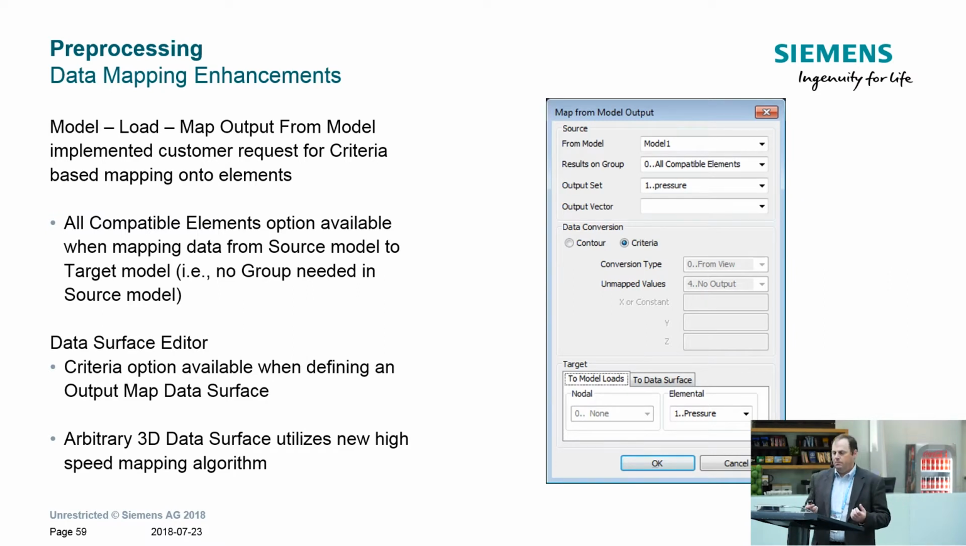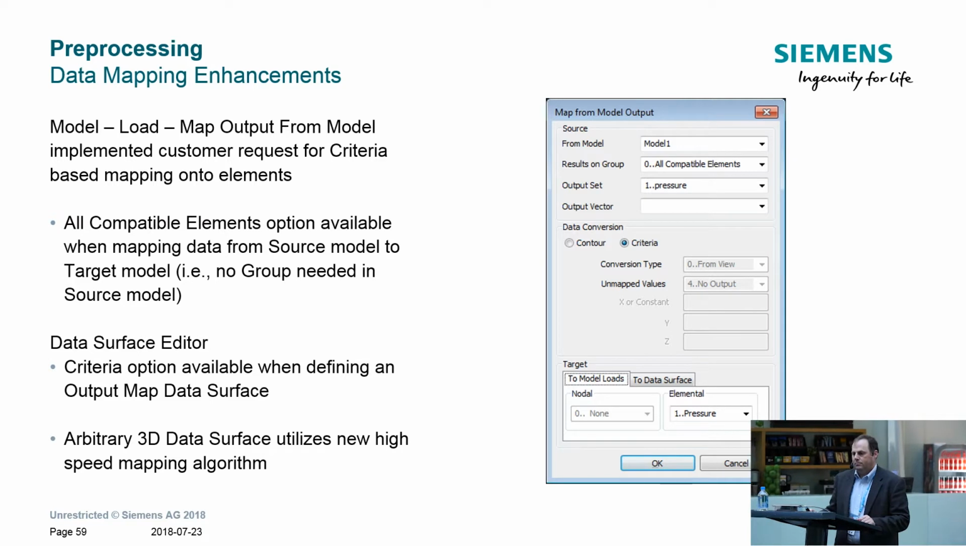We also added some options for mapping output from one model to another. You've been able to map output from model to model for a long time in Femap.